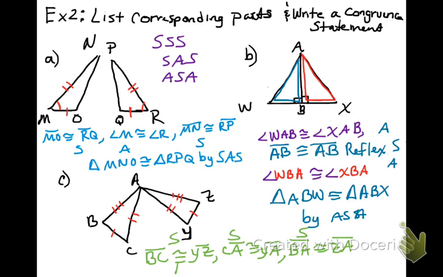And so I have side, side, side. So you're going to say triangle ABC is congruent to triangle AZY by SSS. All right. I think that's the end of the section. Talk to you later. Bye-bye.